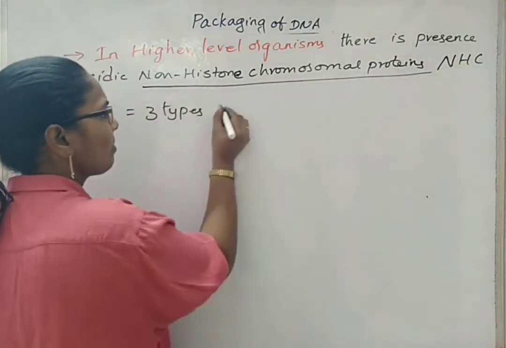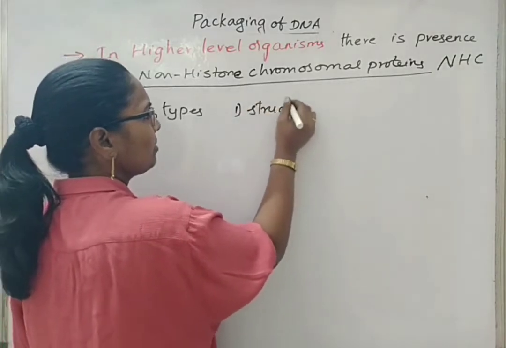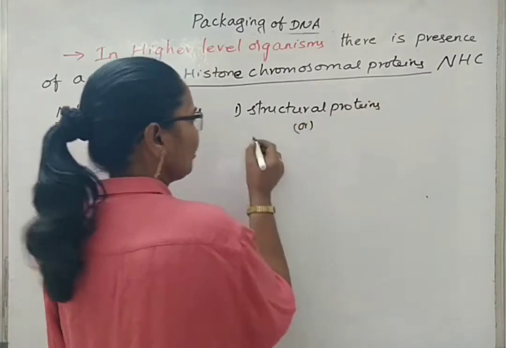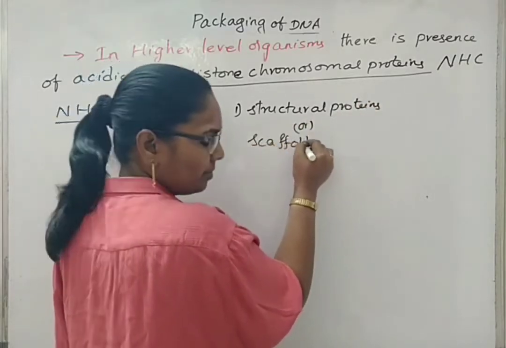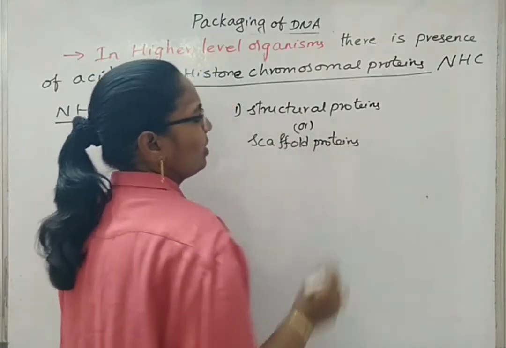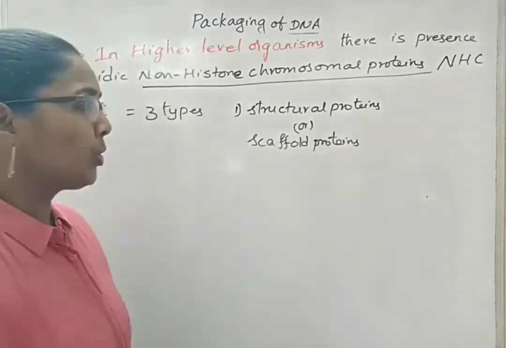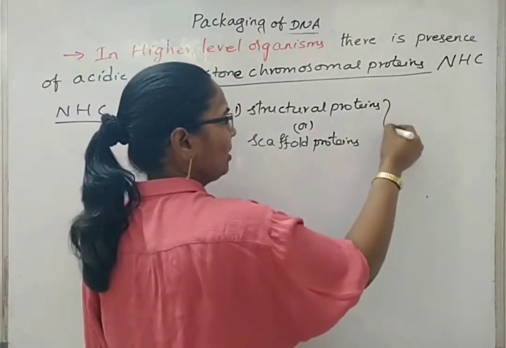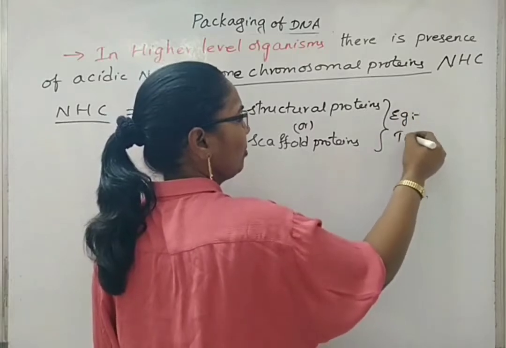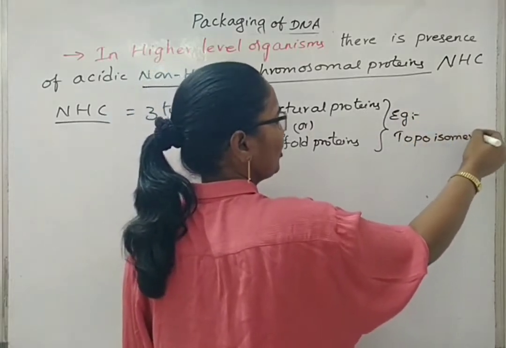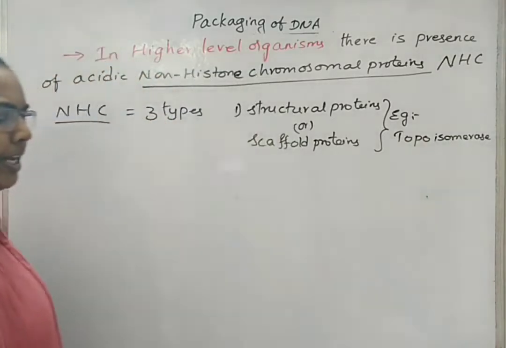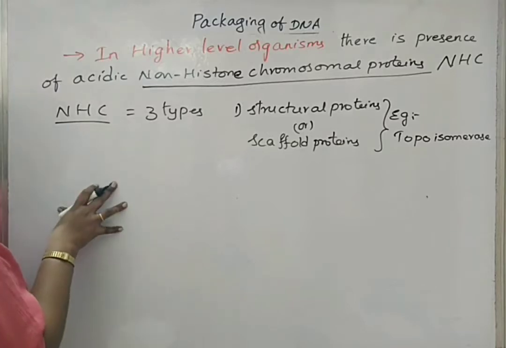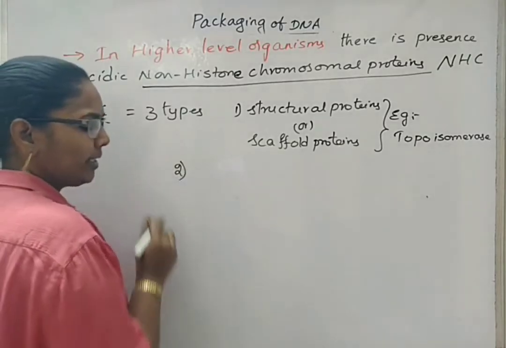What are those? One is structural proteins or scaffold proteins. These are made up of approximately 20 amino acids. Here we can write one example as topoisomerase, which we read in DNA replication, which happens in the S phase of interphase just before mitosis or meiosis. Commonly we say it is the preparatory phase.